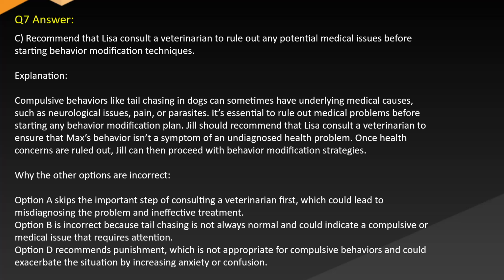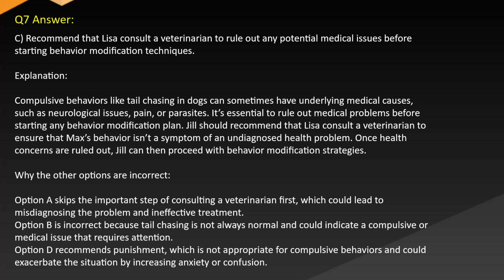Answer: C. Recommend that Lisa consult a veterinarian to rule out any potential medical issues before starting behavior modification techniques. Explanation: Compulsive behaviors like tail chasing in dogs can sometimes have underlying medical causes, such as neurological issues, pain, or parasites. It's essential to rule out medical problems before starting any behavior modification plan. Jill should recommend that Lisa consult a veterinarian to ensure that Max's behavior isn't a symptom of an undiagnosed health problem. Once health concerns are ruled out, Jill can then proceed with behavior modification strategies.